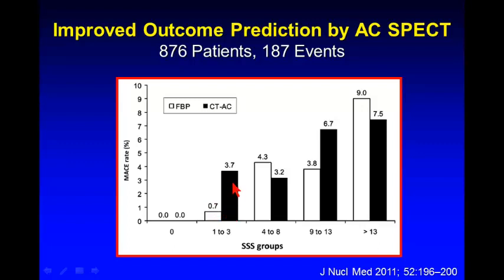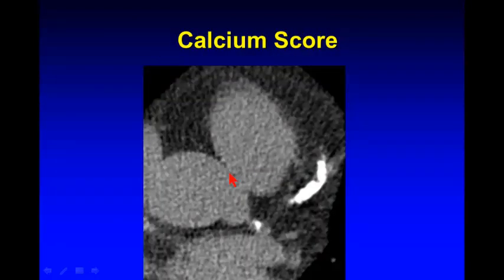But once you do attenuation correction and take attenuation out of the loop here, then you end up with truly ischemic patients, and their event rate is going to be much higher in this patient population.